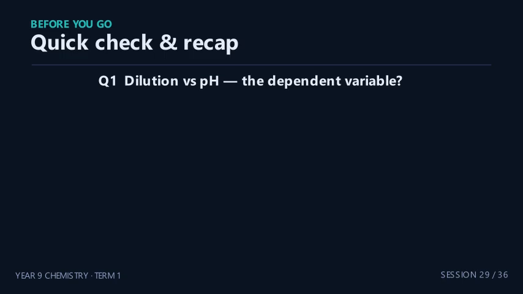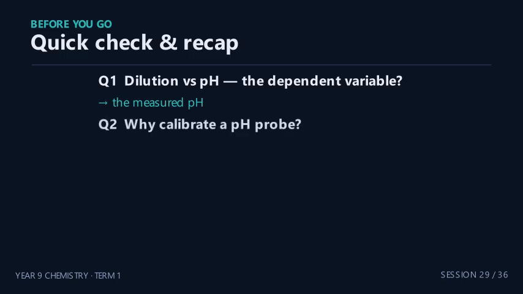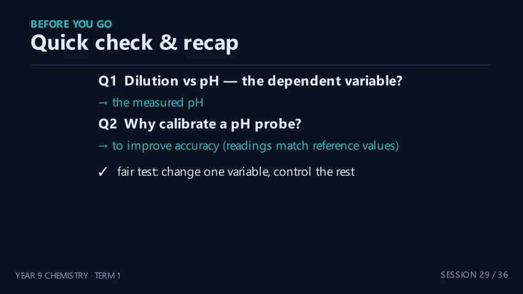Let's check your understanding. Question 1. When testing how dilution affects pH, what is the dependent variable? Pause and answer. The measured pH, the outcome we measure. Question 2. Why should a pH probe be calibrated? To improve accuracy, so readings match the reference values.